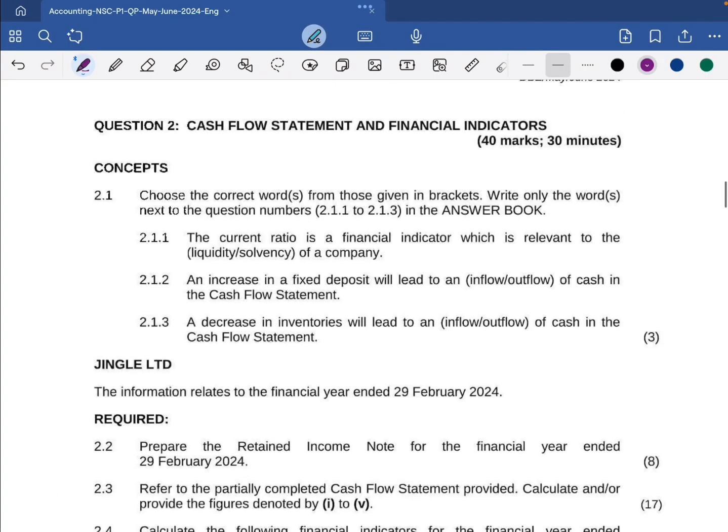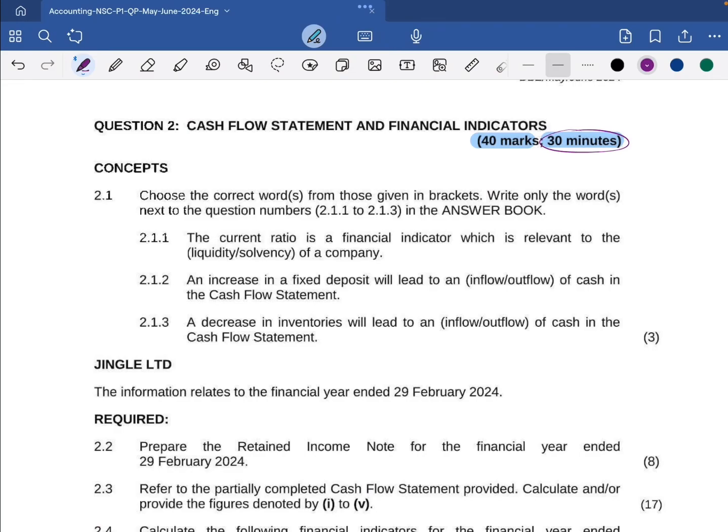Today we're putting our focus on question 2 of this May-June 2024 accounting paper 1, and it specifically talks about our cash flow statement and financial indicators. So we are going to start with the concept, but please bear in mind that the question was 40 marks and 30 minutes. As I always say, time is always key when you are doing an accounting paper.